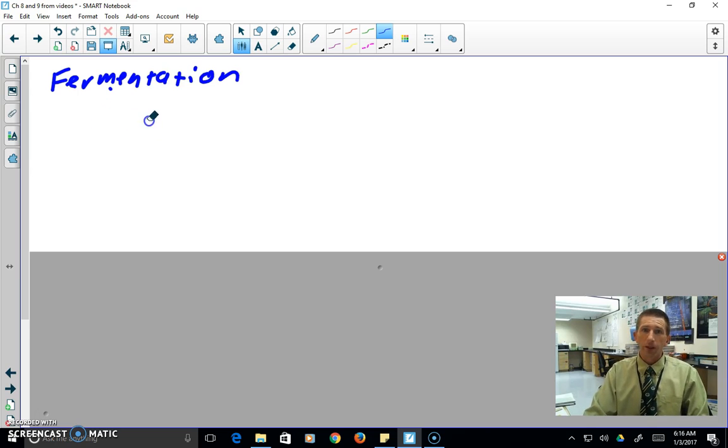Fermentation. I'm going to use blue because fermentation, as we'll find out, is without oxygen. And if a human being goes without oxygen for long enough, then their lips and their face turn a little bit blue or purplish or just not the right color. So anyway, here we go.